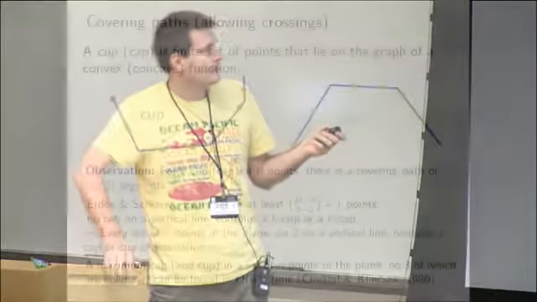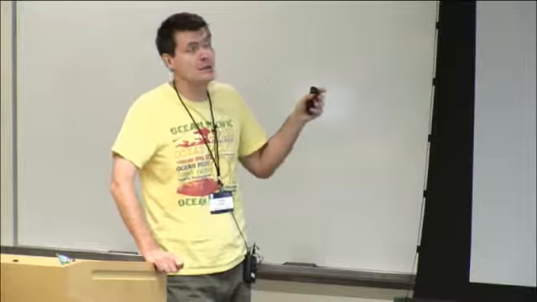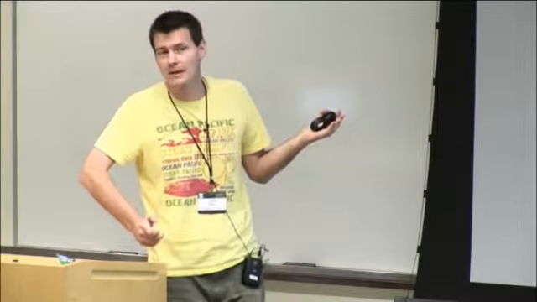the concave curve. An obvious observation here is that if this is your point set, then of course you can just draw segments through pairs of them and align them into a covering path. So ceiling of n/2 segments will be sufficient.